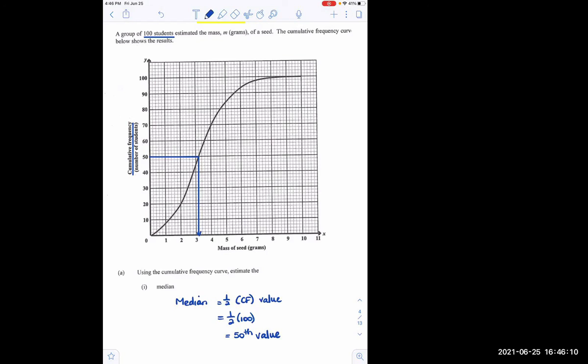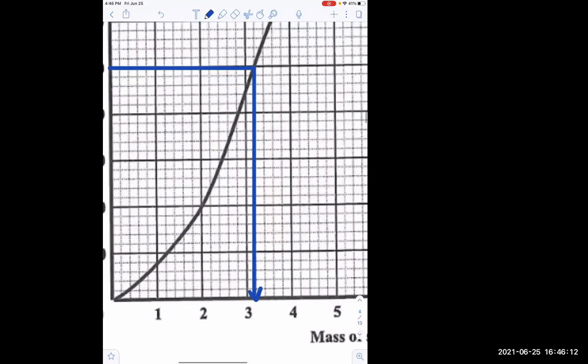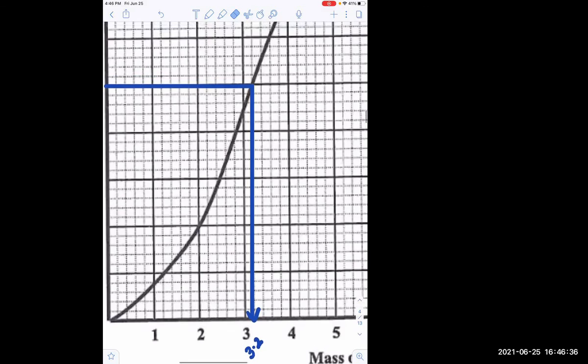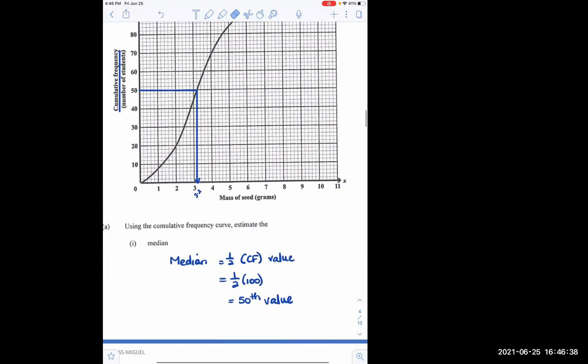Observe with me that we have 1, 2, 3, 4. So each block is split into 0.2. So here would be 0.2, 0.4, 0.6, 0.8. So here would be 3.2. Do you all see that? Yes, miss. So the median is 3.2. Take it out and let's continue. 3.2 grams.